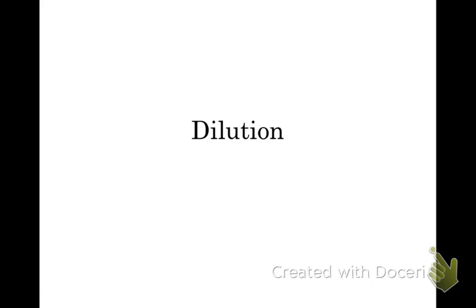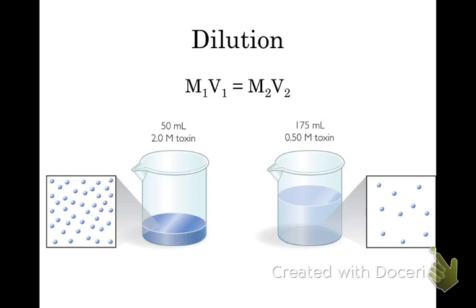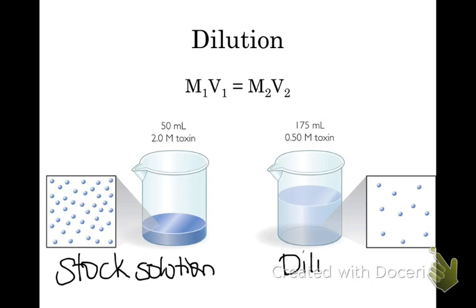Hey guys, so here we're going to calculate how to dilute solutions. You'll need your notes and calculator. So when we're diluting something, we're taking a stock solution. So this could be my stock solution. And taking a certain amount of it and adding a solvent, so usually water, in order to make this diluted solution.